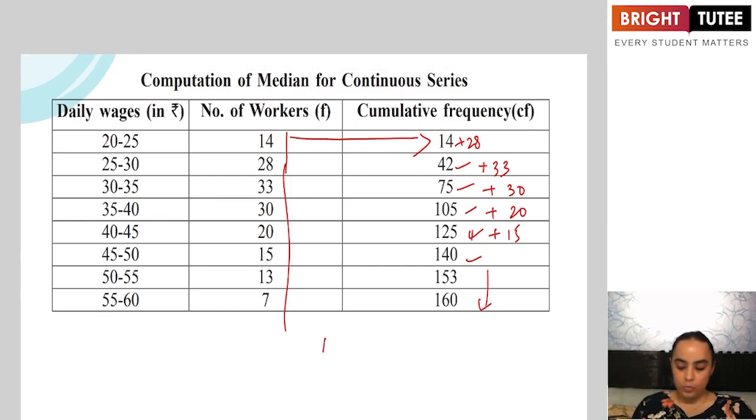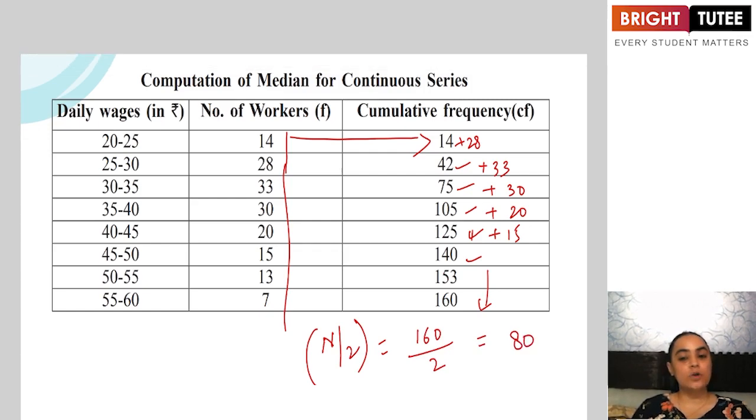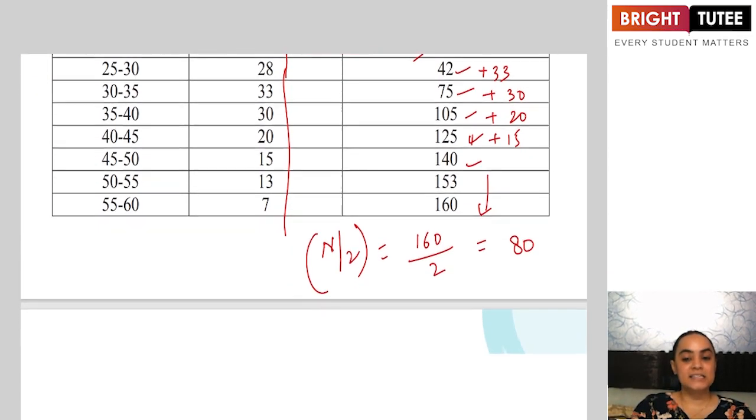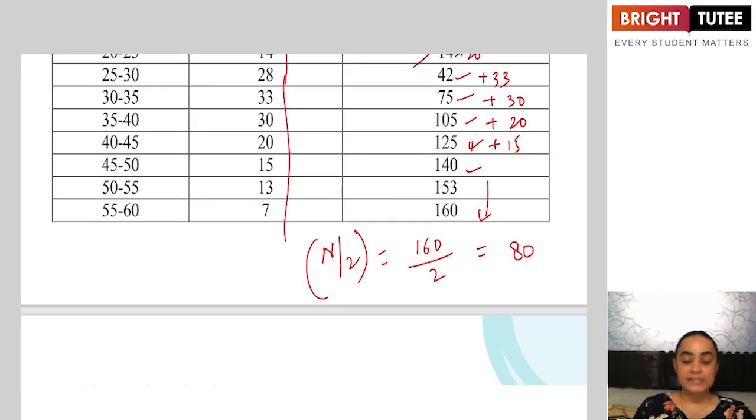Right? Now, what do we have to apply? N by 2. What is my N? The last number of cumulative frequency, which is 160. Dividing it by 2, we get 80. What is 80 close to? As I told you, we are always going to look at a higher value. So 80 is close to 105, and the median class corresponding to it is 35 to 40.